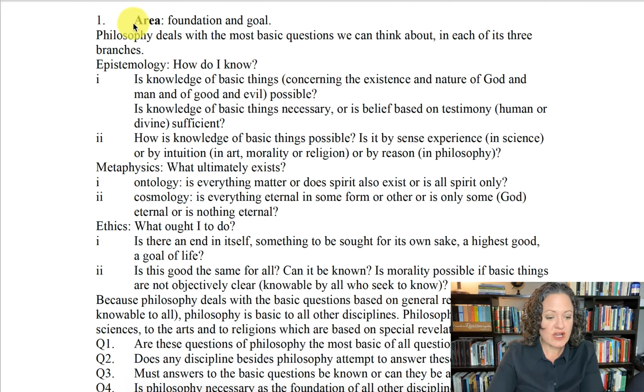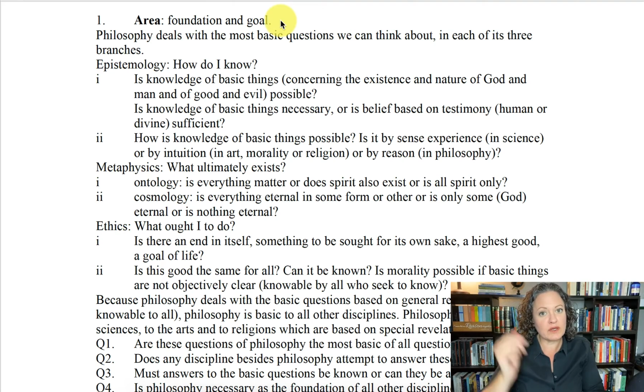So first, let's talk about philosophy as an area. So here is the summary statement of what you're going to learn. Area has to do with foundation and goal. So think about a foundation for a house, and the goal is where we're going. So foundation has to do with what holds it together. Goal has to do with where we're going.